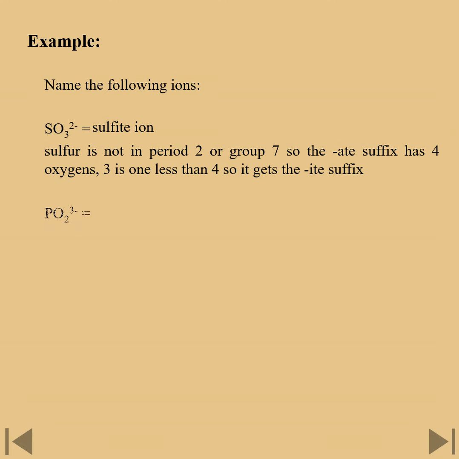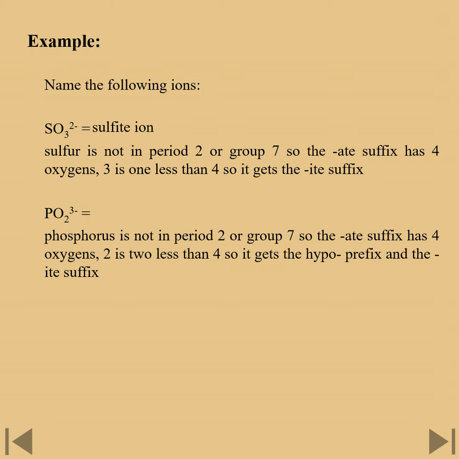Okay, for this oxoanion, I look for the position of phosphorus in the periodic table, and it also is not in the 7. So that means phosphate has 4 oxygens. I see 2 less, so 1 less is -ite. 2 less, you have the prefix of hypo- along with the -ite. So hypophosphite.